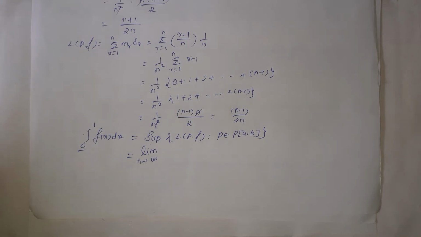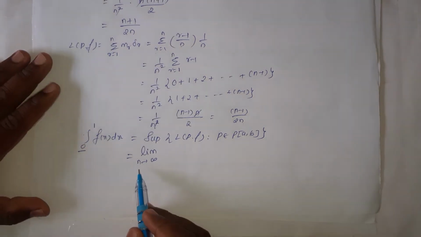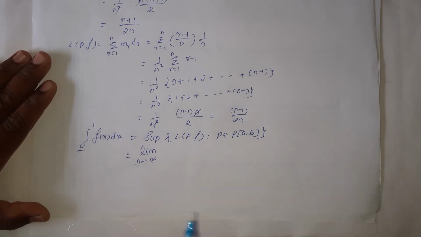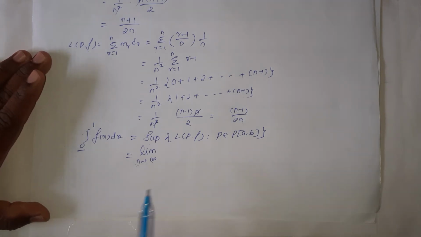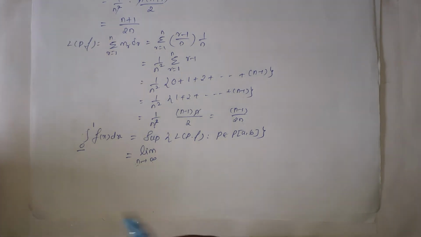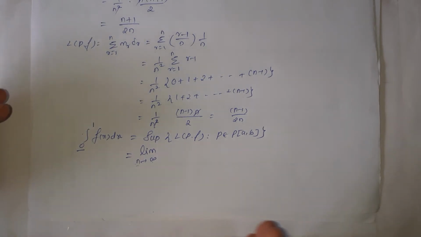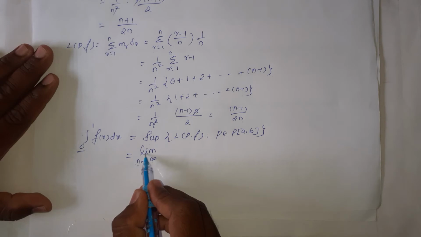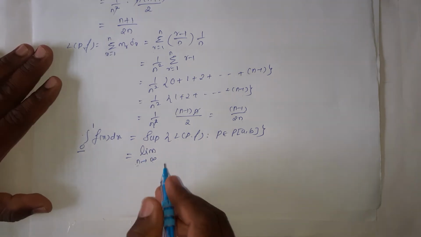So therefore, here if we increase the number of intervals in the partition to infinity, then we can get the exact area bounded by that curve. That is why we apply the limit as n tends to infinity, where n is the number of intervals in the partition. If the number of intervals is infinite, then we can get the exact area. So that is why we take the limit as n tends to infinity.